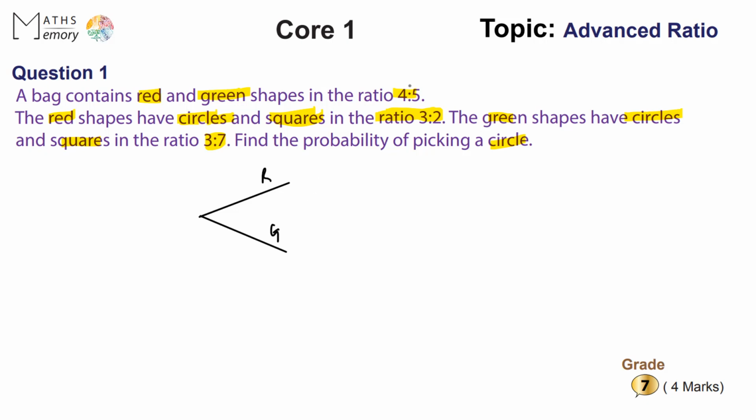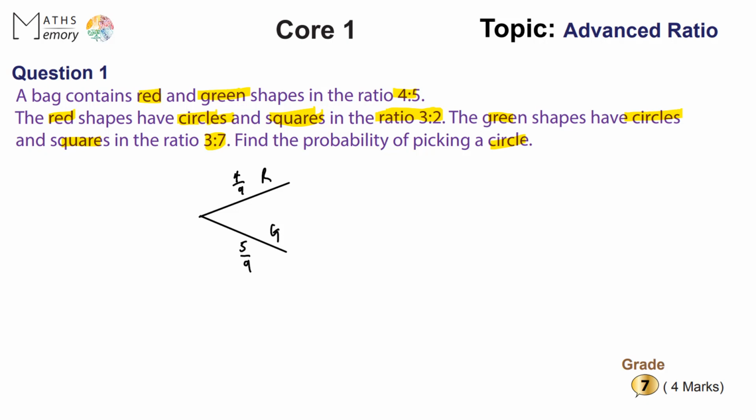Now this is in the ratio of 4:5. So for every 4 reds, there are 5 greens. So we could say this could be 4/9, and this could be 5/9 as well. That's the ratio converted to a fraction. It doesn't mean that there are 9 altogether in here. It just means the ratio will always be 4/9 and 5/9 respectively.